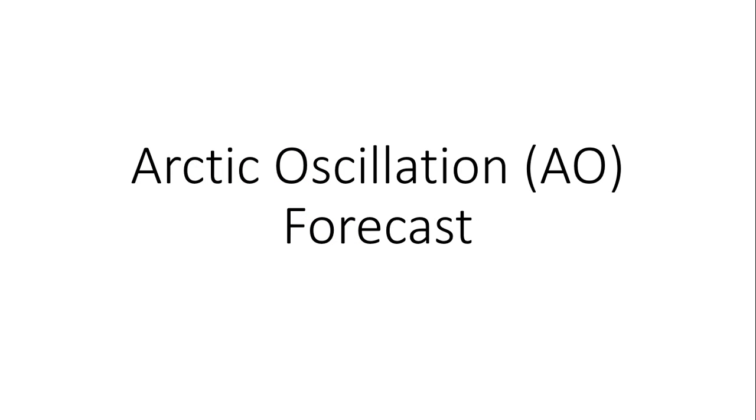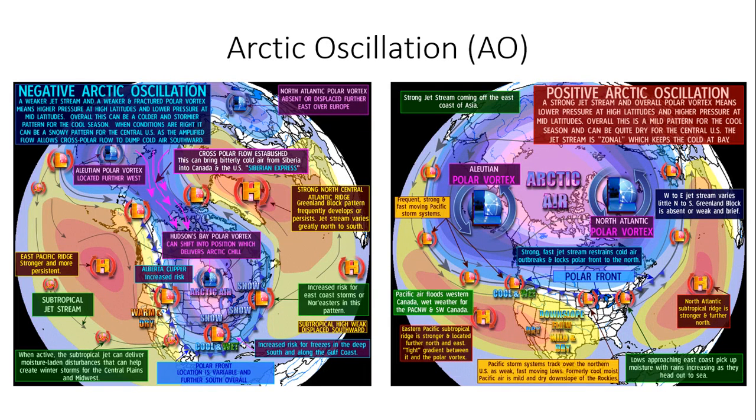Moving ahead to the Arctic Oscillation forecast. This is just, again, the depiction of negative Arctic oscillation on the left versus positive Arctic oscillation on the right. Big difference in the overall upper atmospheric circulation pattern with a negative Arctic oscillation versus a positive. With a negative AO on the left, you get more Arctic air coming down from Canada into the lower 48, into the eastern United States.